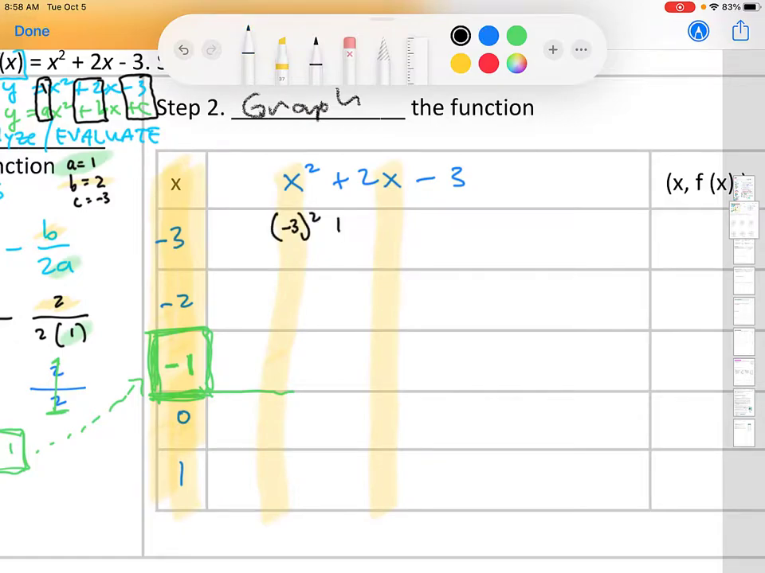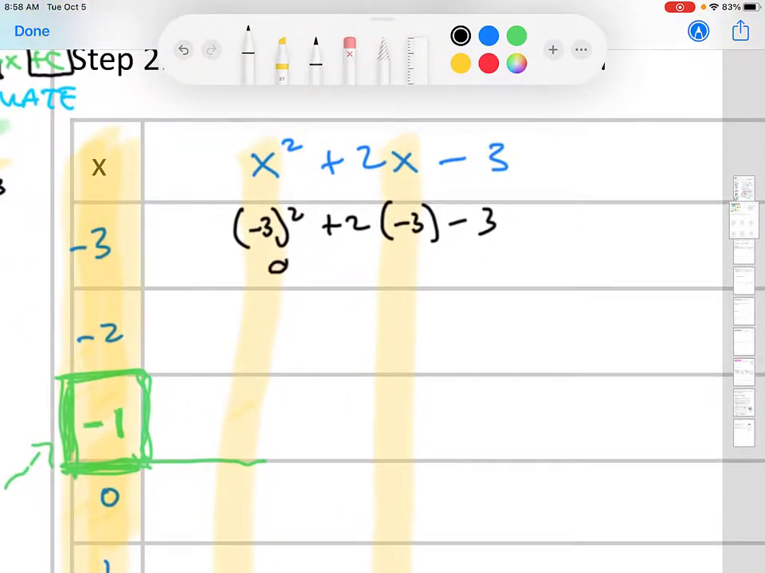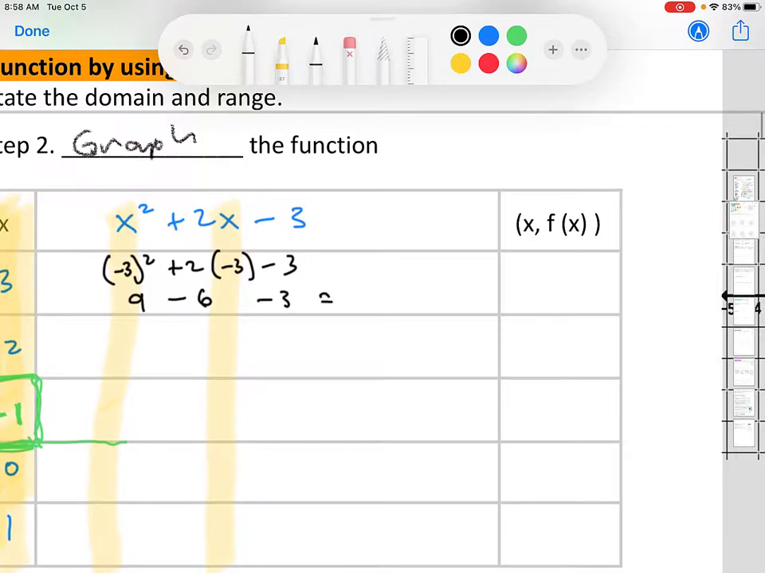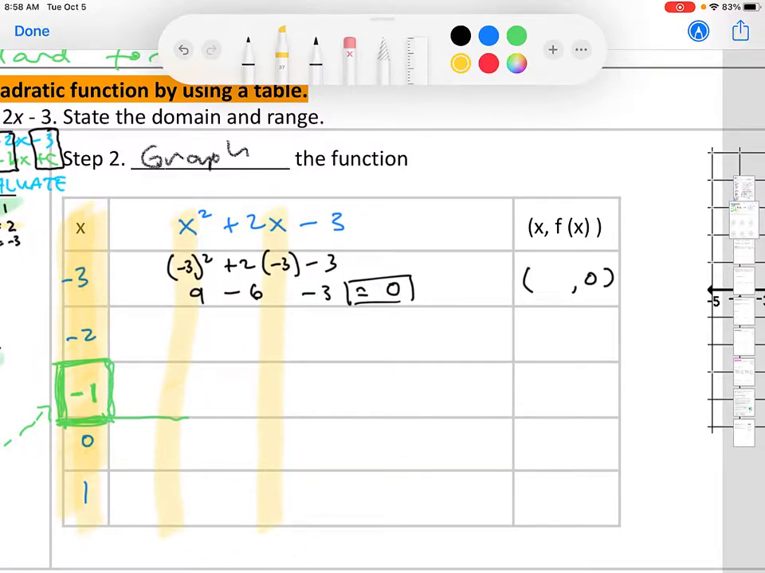We said negative 3. So negative 3 squared is 9. 2 times negative 3 is negative 6. And that's minus 3. So 9 minus 6 is 3. And 3 minus 3 equals 0. Okay, now pay attention. The 0 is the y value, or f of x. And the x number was what I highlighted over here. Does that make sense? So I have an ordered pair of negative 3, 0. And that's the number we were substituting. So my ordered pair is going to be negative 3, 0.